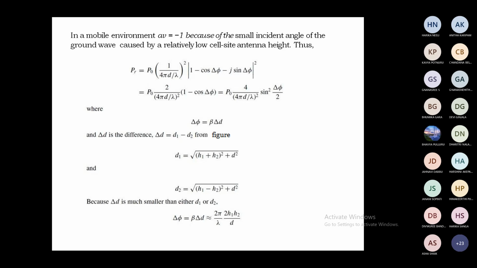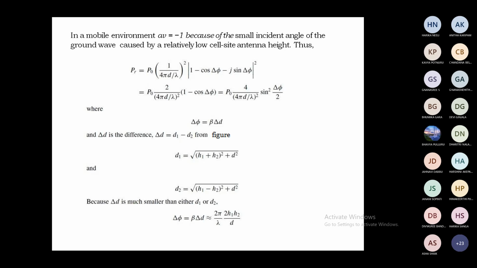What is the meaning of del phi here? Beta into delta d. What is del phi? Nothing but the phase difference between the direct path and the reflected path. That is incident angle and elevation angle, which depends upon beta times delta d. What is beta? It is the phase coefficient. What is the general equation for beta? Which is equal to 2 pi by lambda. General equation. What is delta d here? The difference between d1 and d2. What are d1 and d2? d1 is the distance from transmitter to receiver whenever the mobile is nearer to the base station. d2 is nothing but the long distance.